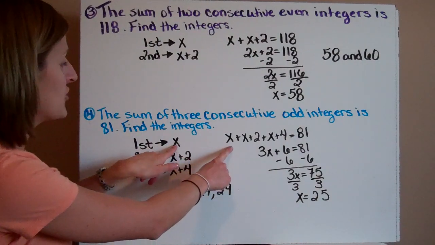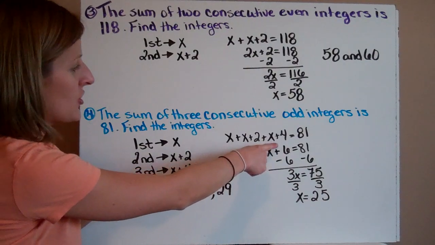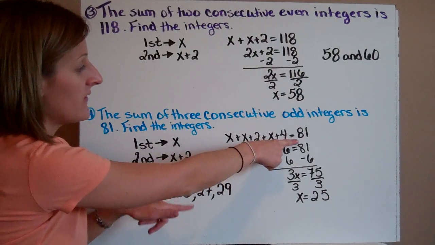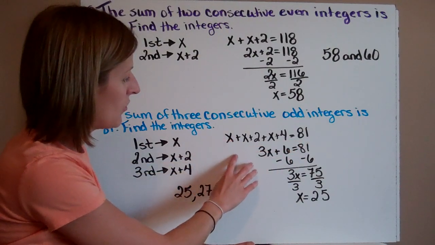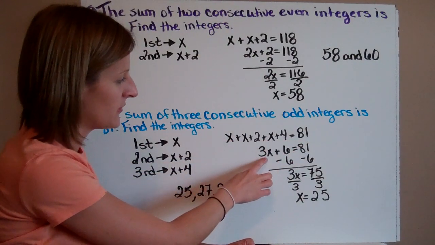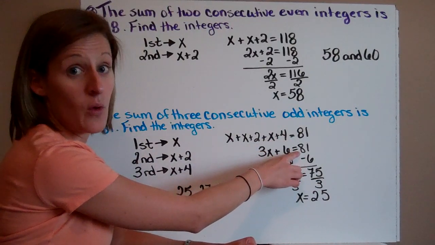So I'm going to do the first, which is x, plus the second, which is x plus 2, plus the third, which is x plus 4. And all that's equaling its sum of 81. So combine like terms. You got 1x, 2x, 3x, so I've got 3x. 2 and 4 is 6, and all that equals 81.